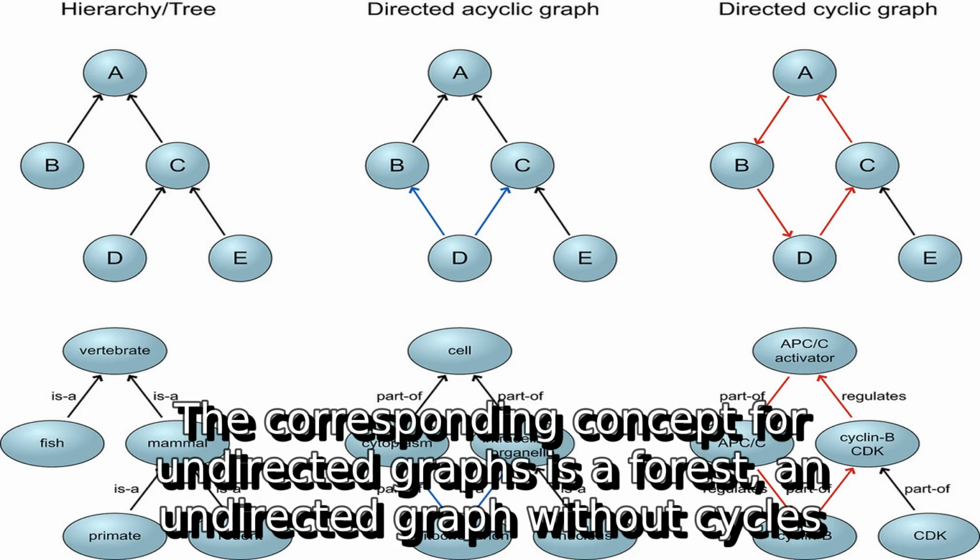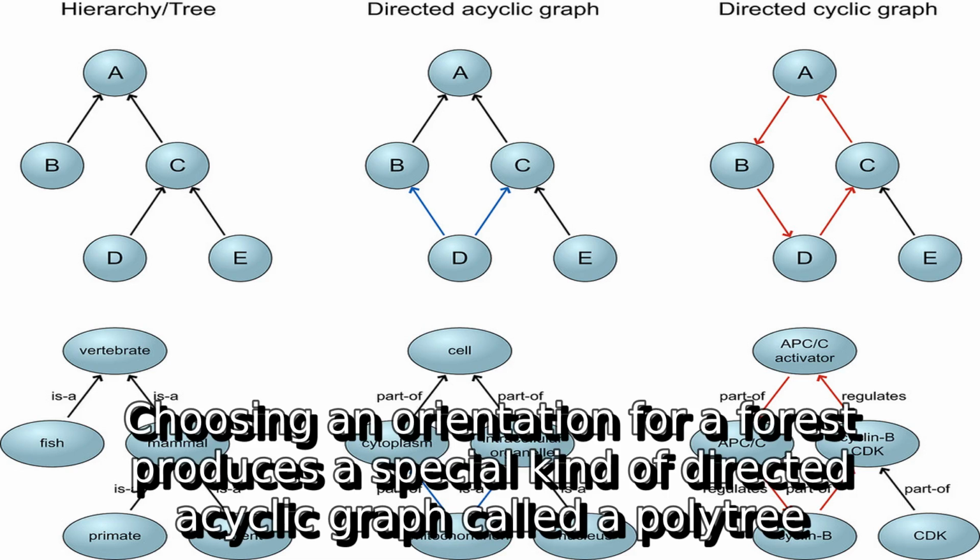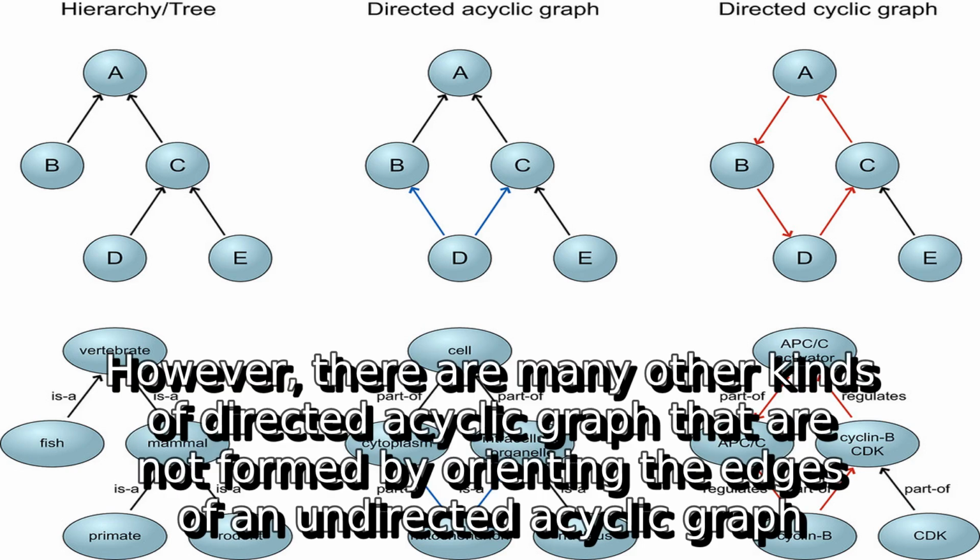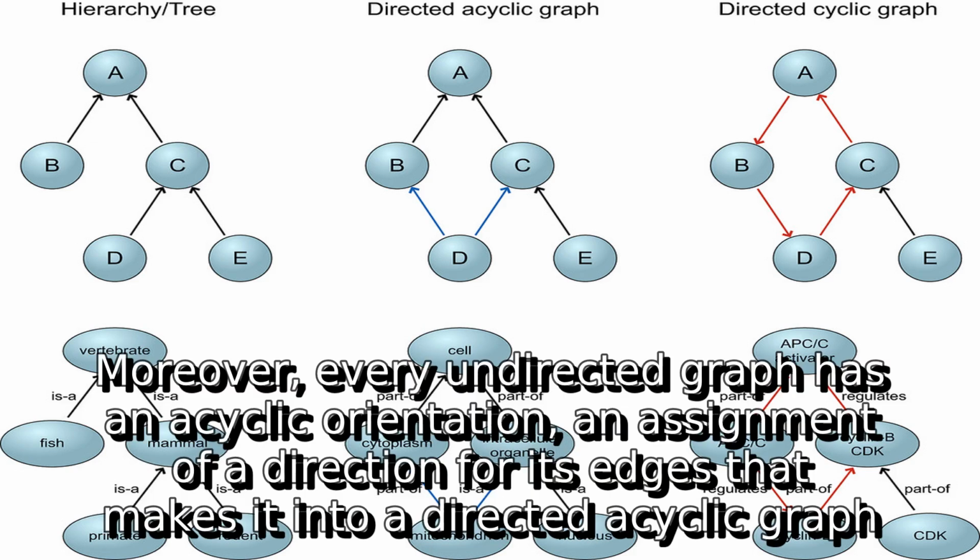The corresponding concept for undirected graphs is a forest, an undirected graph without cycles. Choosing an orientation for a forest produces a special kind of directed acyclic graph called a polytree. However, there are many other kinds of directed acyclic graph that are not formed by orienting the edges of an undirected acyclic graph. Moreover, every undirected graph has an acyclic orientation, an assignment of a direction for its edges that makes it into a directed acyclic graph.